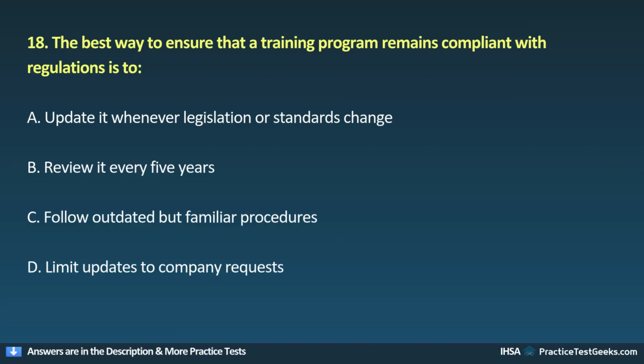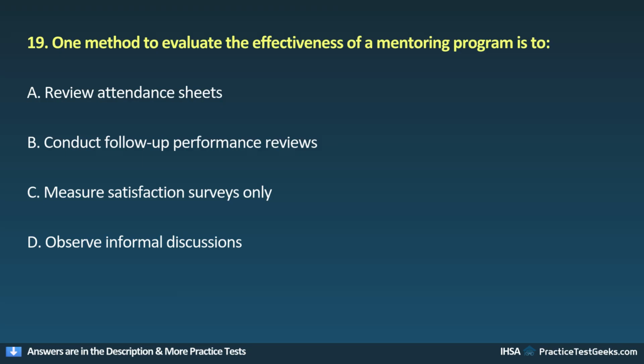18. The best way to ensure that a training program remains compliant with regulations is to A. Update it whenever legislation or standards change. B. Review it every 5 years. C. Follow outdated but familiar procedures. D. Limit updates to company requests.